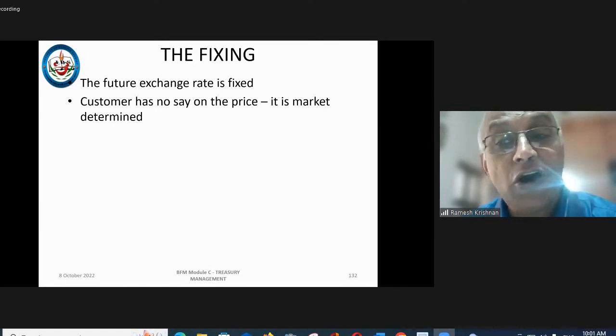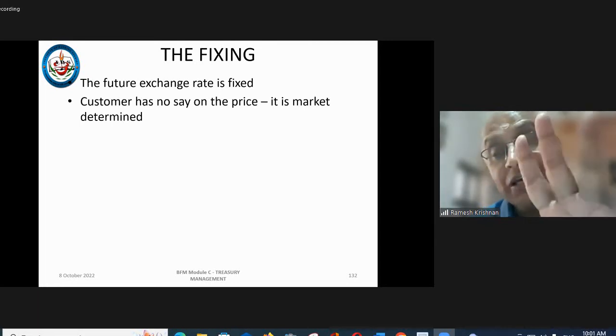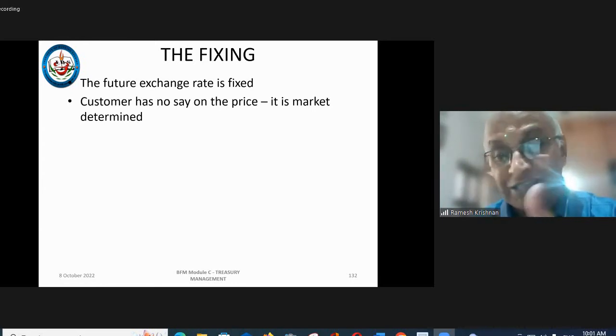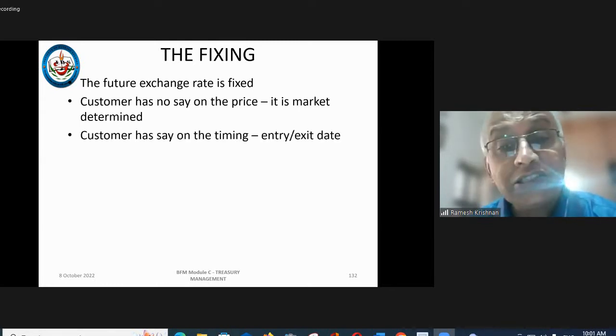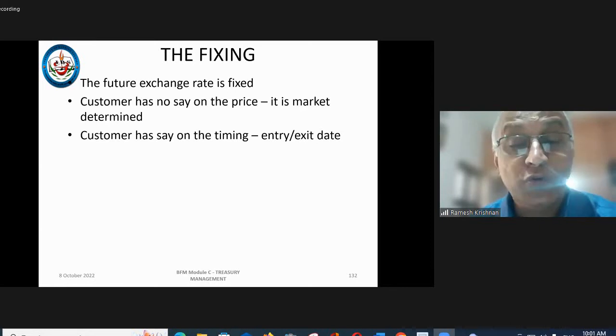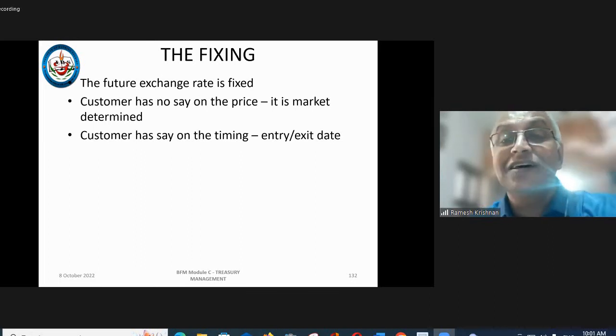Customer has no say on the price. On 25th he comes, you give 75.80. On 26th he comes, you give 75.95, or another example. So why? Because it is market determined. But customer has a say on when to come. If he says, 10 din wait karenge, so it is his choice whether I should wait for 10 days more or not. So the timing only is the customer's choice. So whether to cancel and rebook or wait for 10 days and rebook, all this is the customer's domain where he speculates, but not on the price. Price is determined by the market.